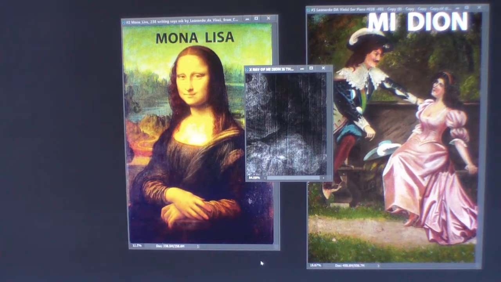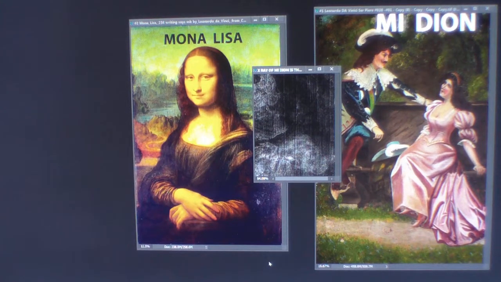I'm Alan Cook, the proud owner of the Mi-Dion, which is on the right, and the Mona Lisa is on the left. It's a younger child. The picture in the middle is an x-ray of the Mona Lisa, which came out of my painting. And it is the older Mona Lisa. It's a diary of Leonardo da Vinci, and I've got over 700 YouTubes.